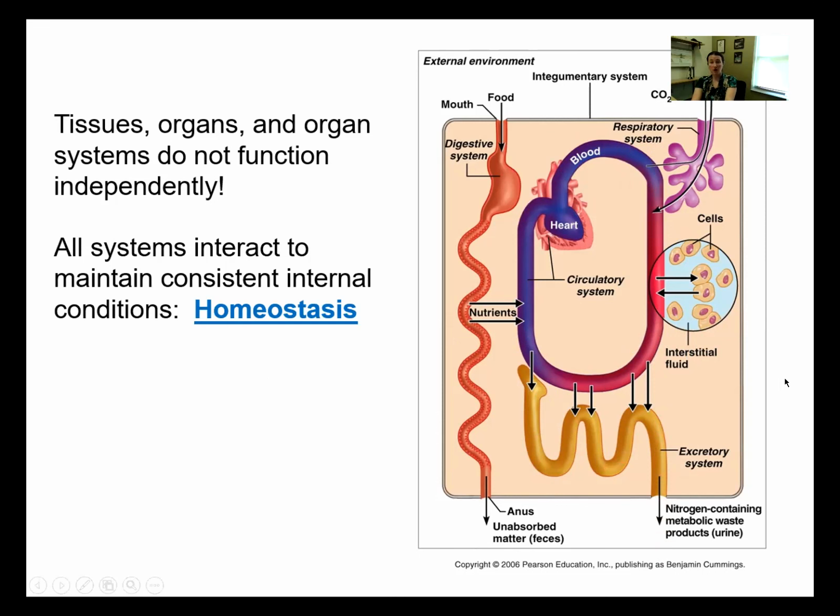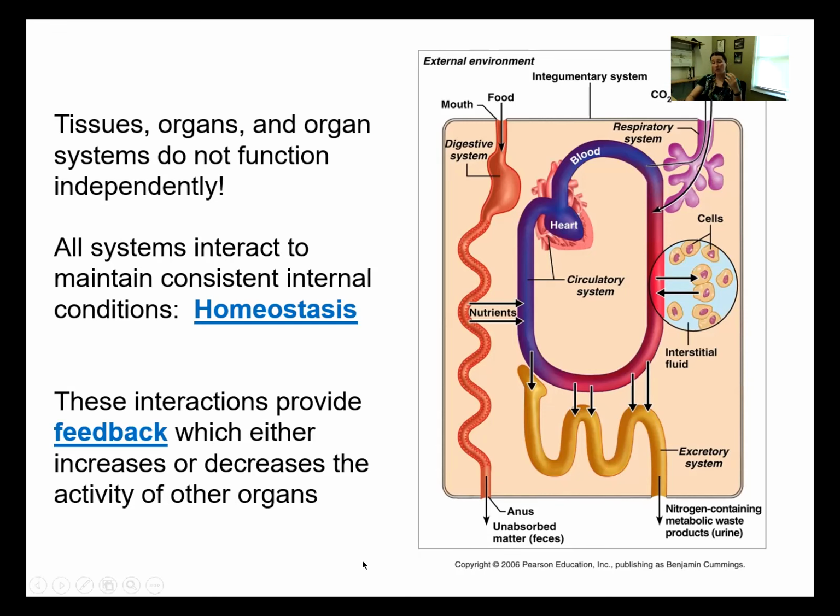All of these systems are working together ultimately to maintain consistent internal conditions. Okay, so we need to have an ideal pH, we need to have an ideal temperature, we need to have just the right amount of calcium, etc. And so this concept is called homeostasis.